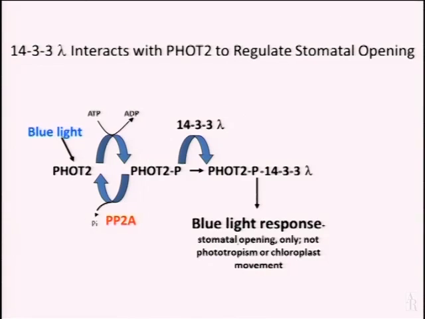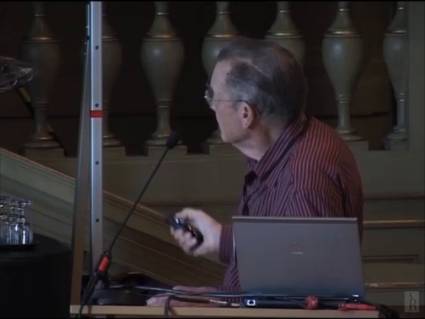And now we can put together a little scheme like this, that the phototropin becomes phosphorylated with blue light. It's dephosphorylated, at least FOAT2 is, by a PP2A, that we didn't talk about, but we published that a couple of years ago. But then there's this 1433, which is required for activation of the blue light response for stomatal opening, but not for phototropism or chloroplast movement. It's highly specific. A, it's specific to FOAT2, and B, it's specific to that one response of Arabidopsis, namely stomatal opening, and not phototropism.